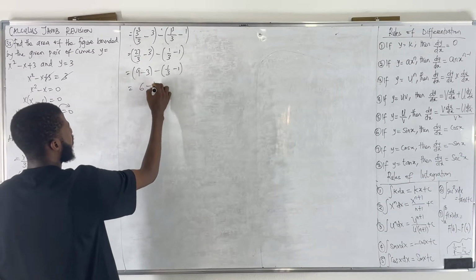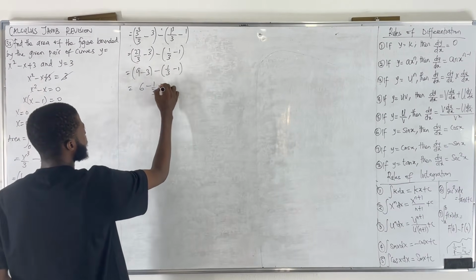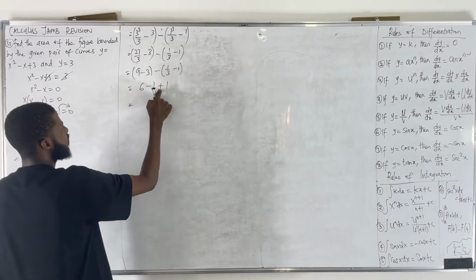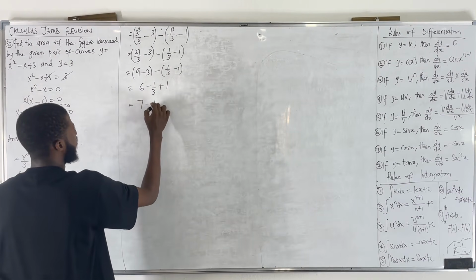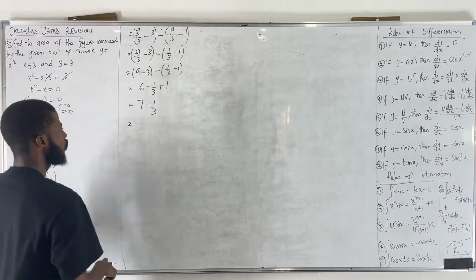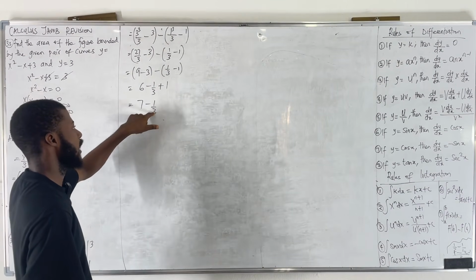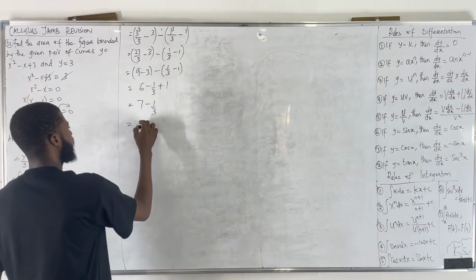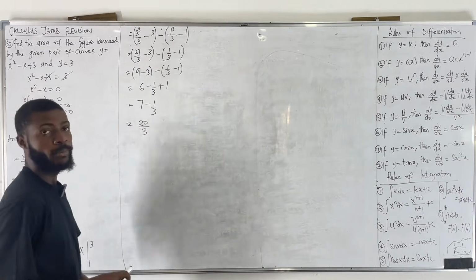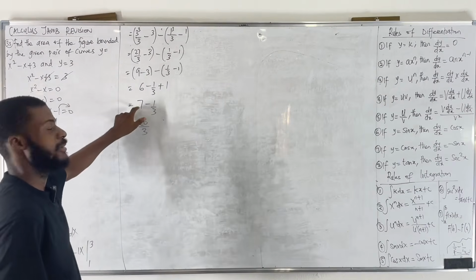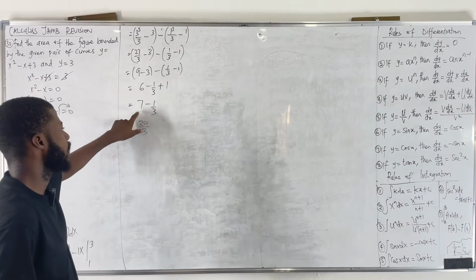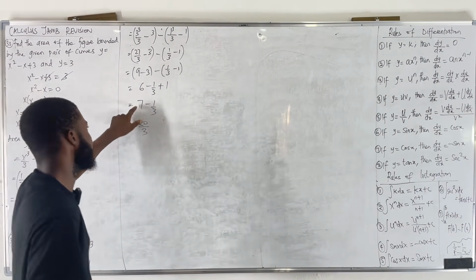Then minus 1 over 3. Minus times minus is plus. So this will become 6 plus 1, so that's 7 minus 1 over 3. So what's 7 minus 1 over 3? 7 times 3 is 21. 21 minus 1 is 20. So this is 20 over 3. But remember, just do your LCM in peace so you get what's going on here.